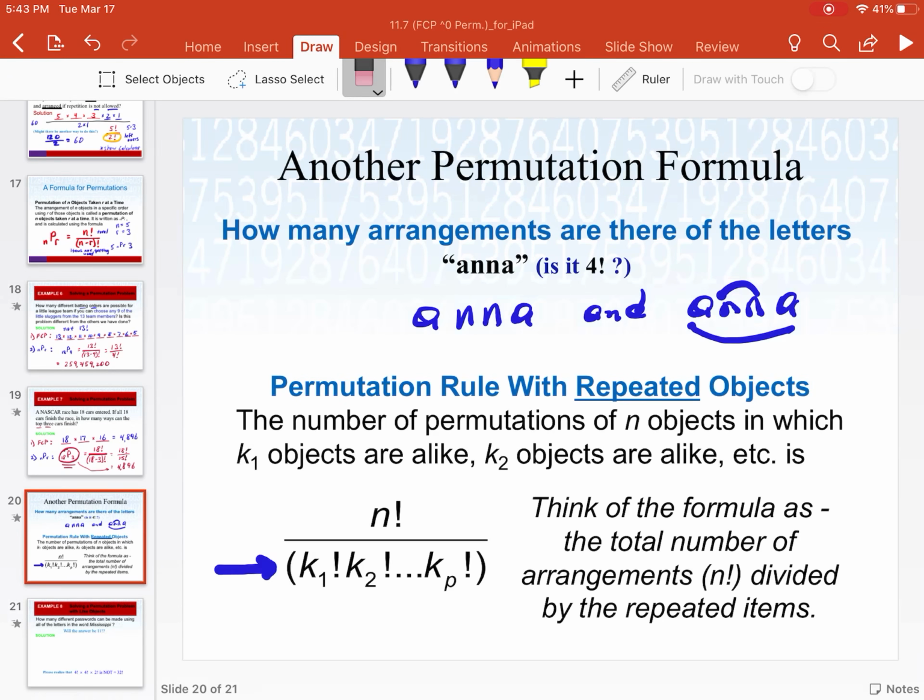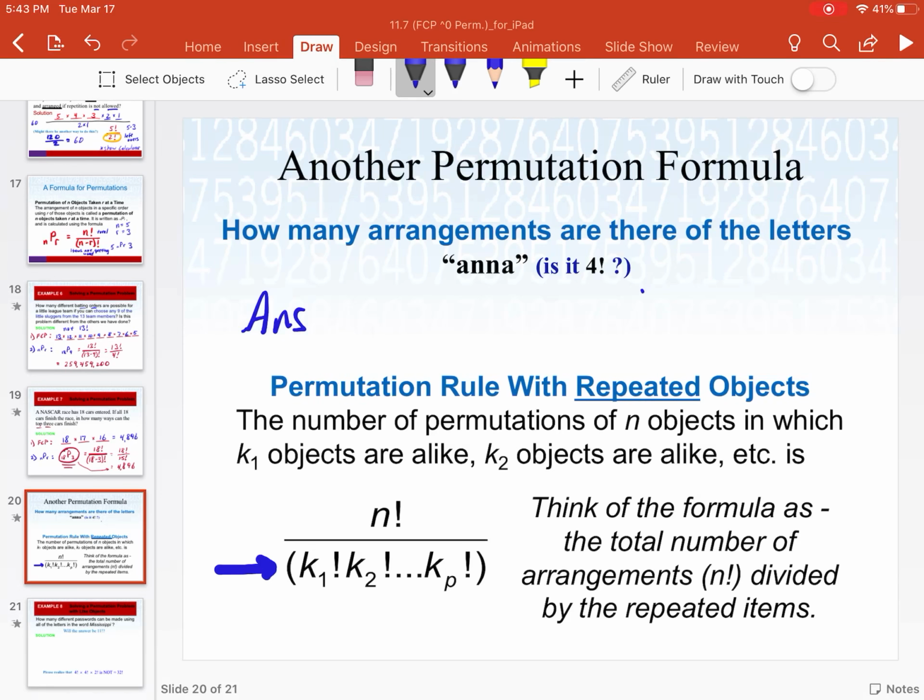So for this problem, basically what you do is you start off with the total number, okay? So the answer is 4 factorial, but then you're going to divide by the number of repetitions. So you say, okay, well, what repetitions? Well, I have 2 A's, okay? So I have 2, and that's the A's times my N's. So I got to divide that out.